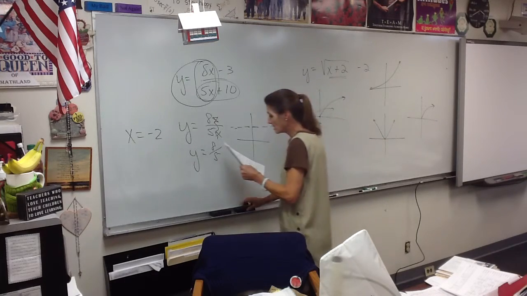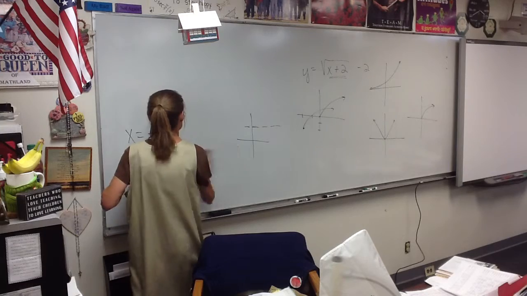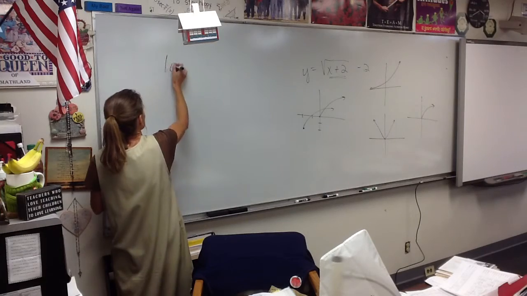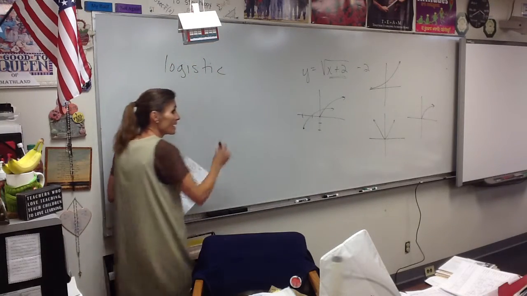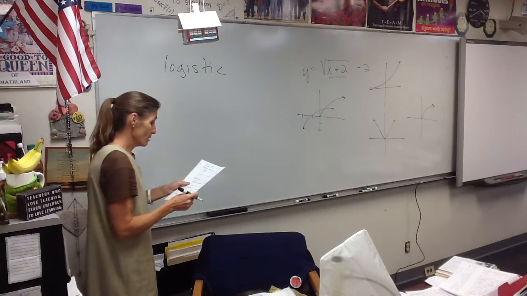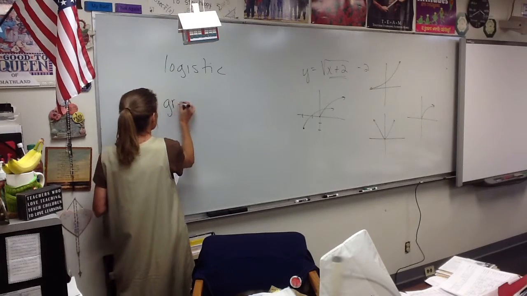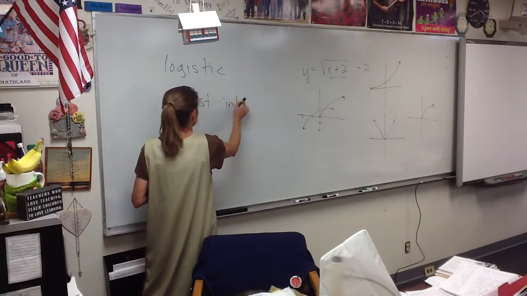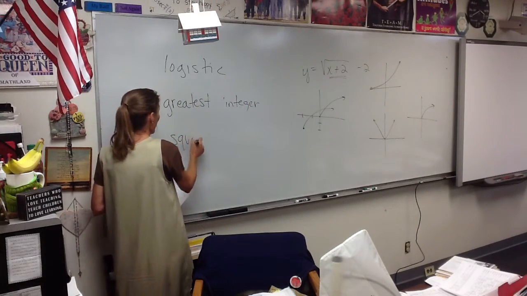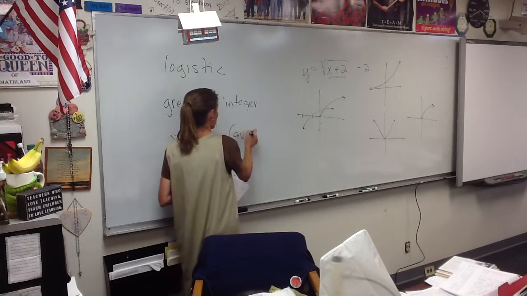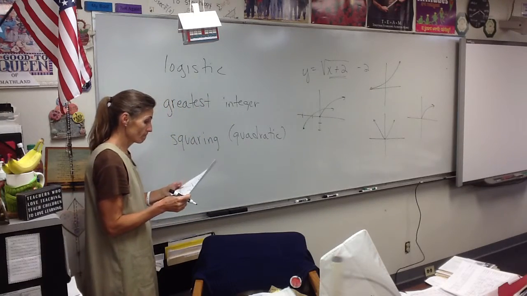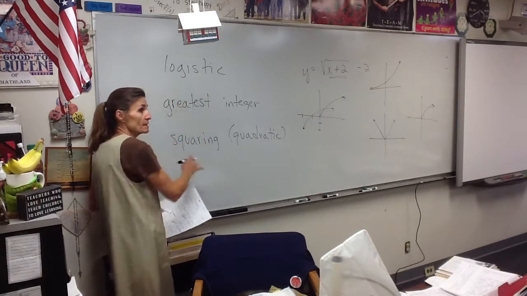Now I do the graphs, and you had to write the name of the function. So what's the first one? Logistic. Do not put log. We have a logarithmic function. Don't write log. You have to write the word logistic. What's the next one? Greatest integer. And what's the last one? Squaring. I will also accept quadratic if you want to write quadratic. Any question about those three, A, B, C?